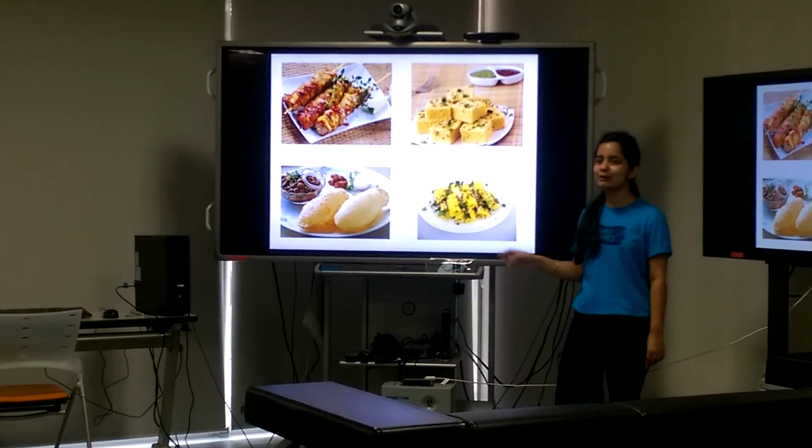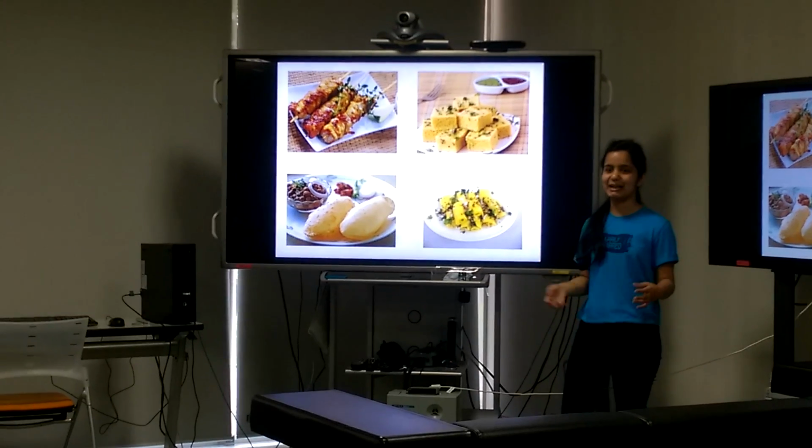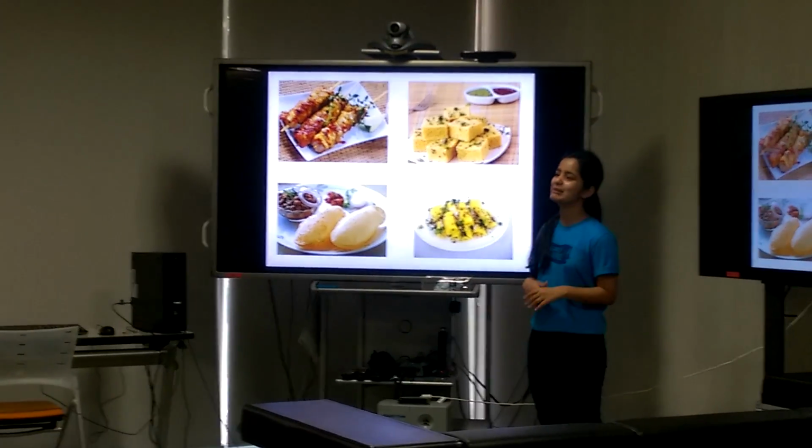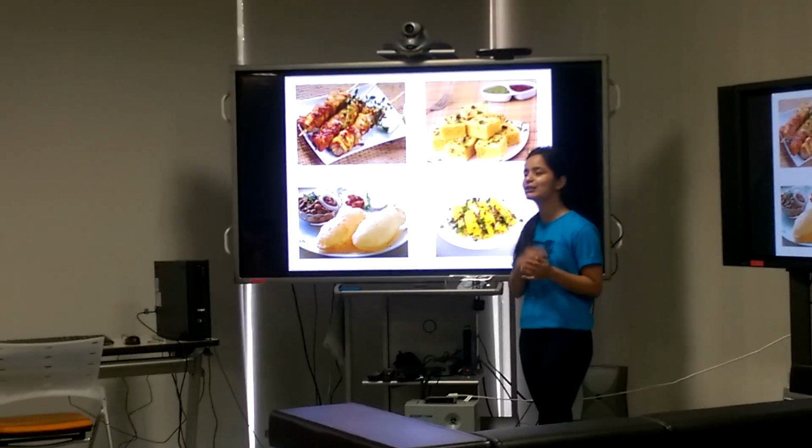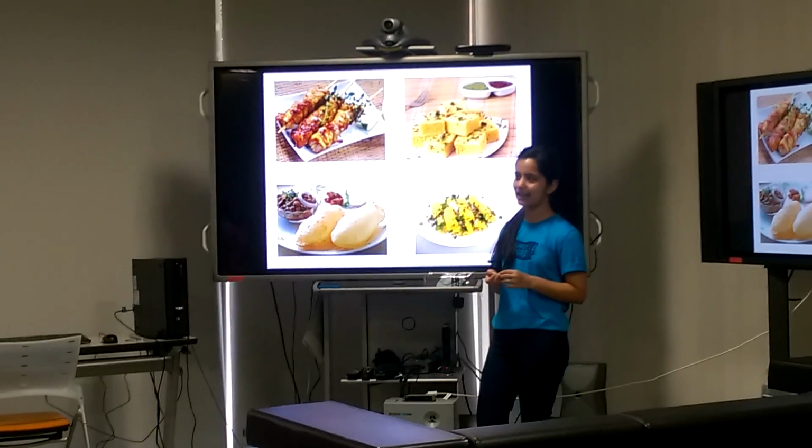So we don't only eat curry all the time. Indians don't only eat curry all the time. We have these small and different snacks that we use in everyday life.